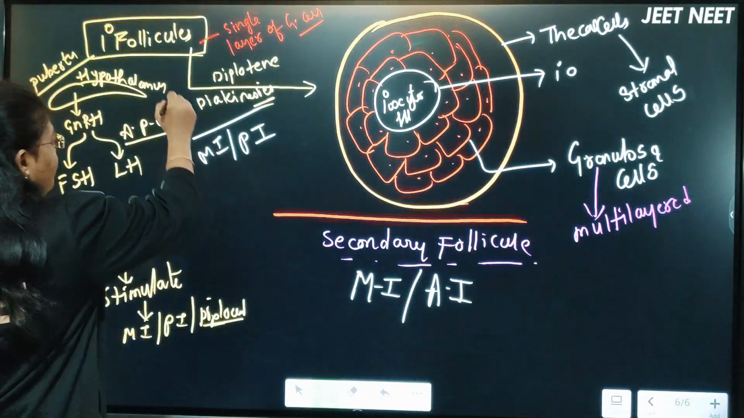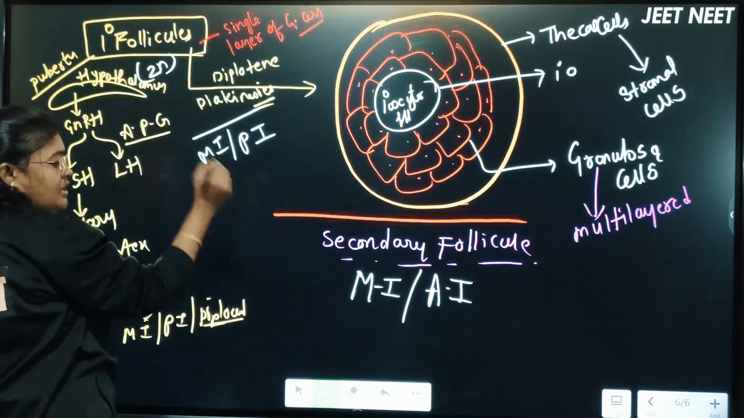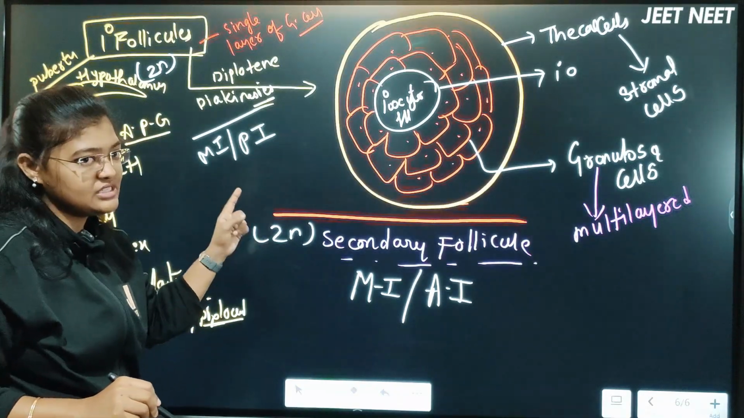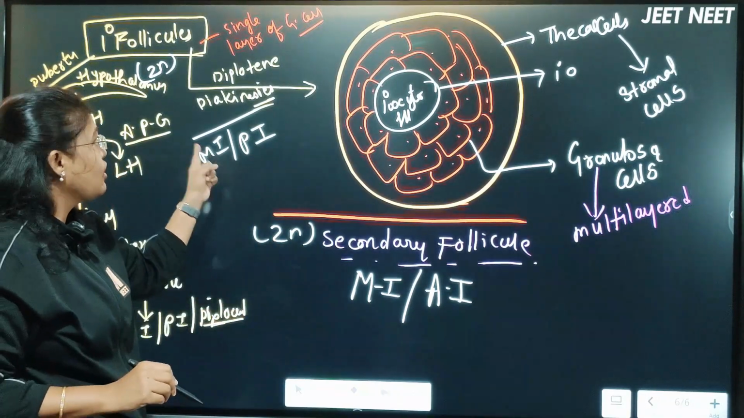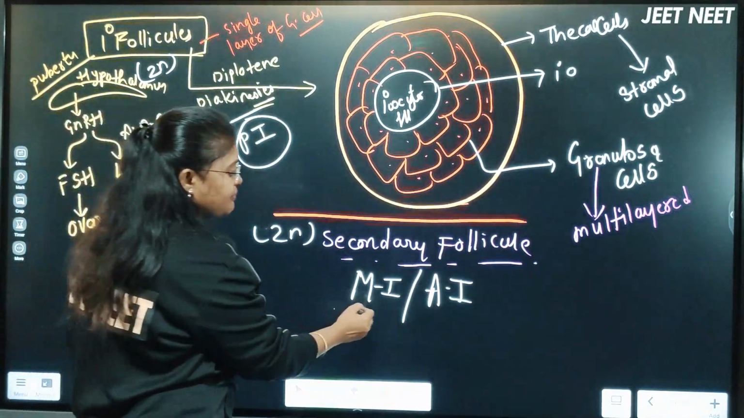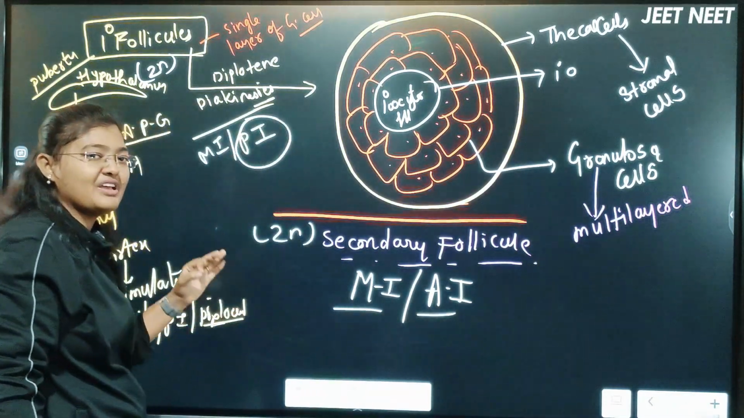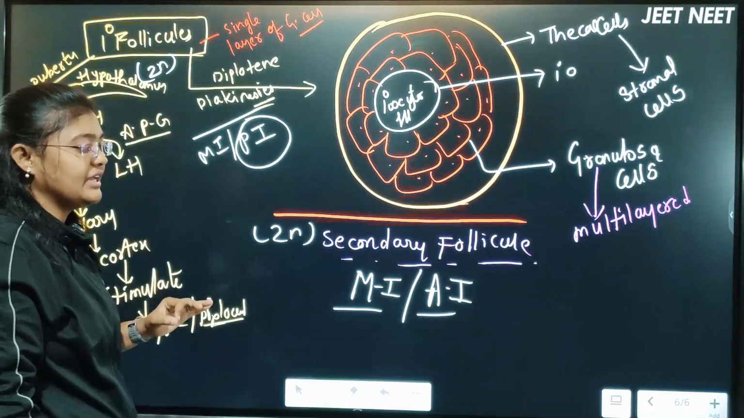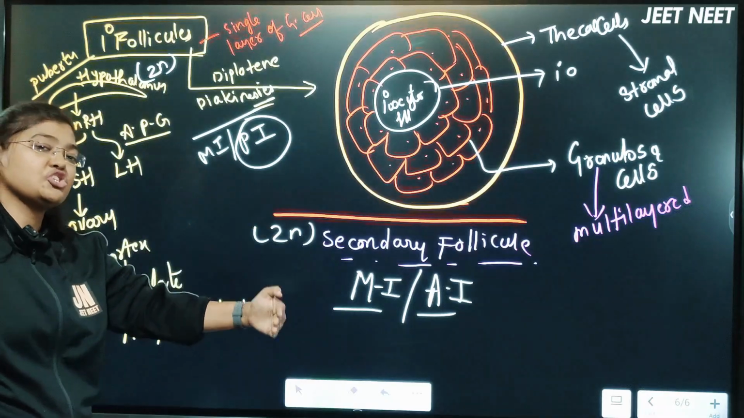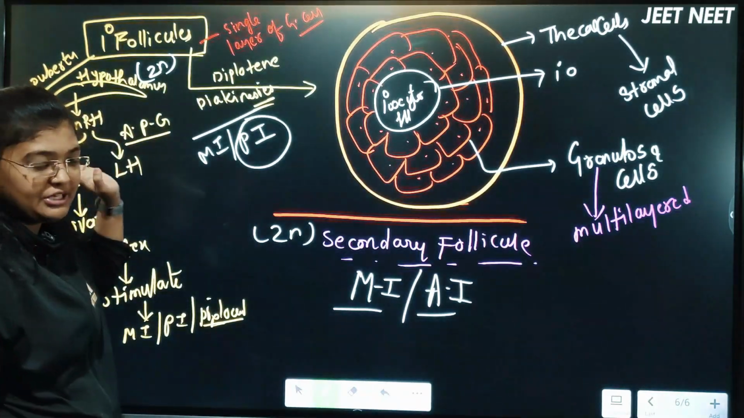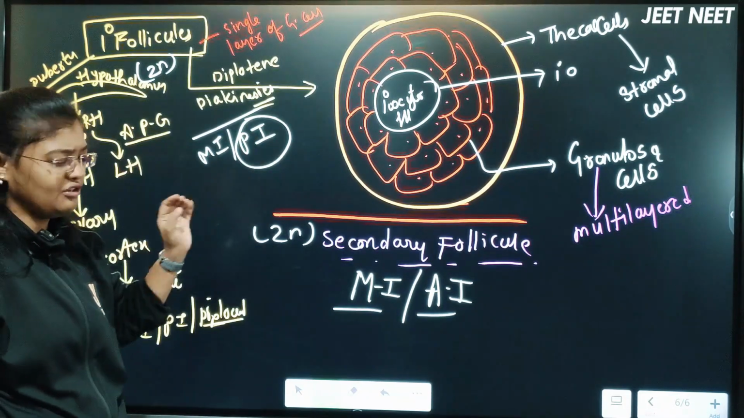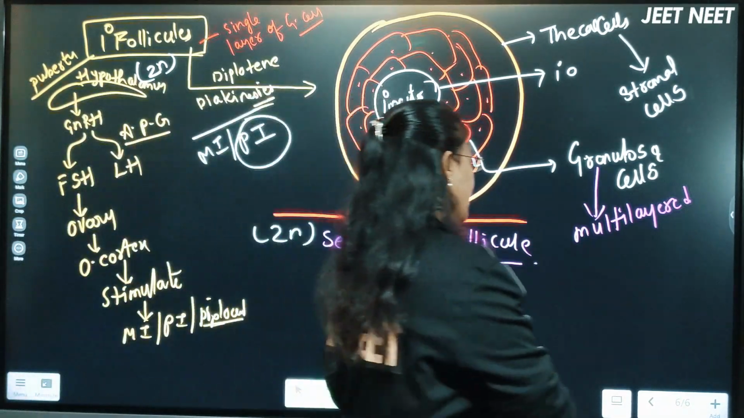See, the primary follicle is 2n, and the secondary follicle is also 2n, because it still has not completed meiosis 1. The primary follicle completes its prophase 1, the secondary follicle completes its metaphase 1 as well as anaphase 1. Now, when this secondary follicle undergoes telophase 1, the next structure will form. Primary follicle structure completed, secondary follicle structure completed. We understood how they get formed and what is inside the secondary follicle. Now I am talking about the next structure.